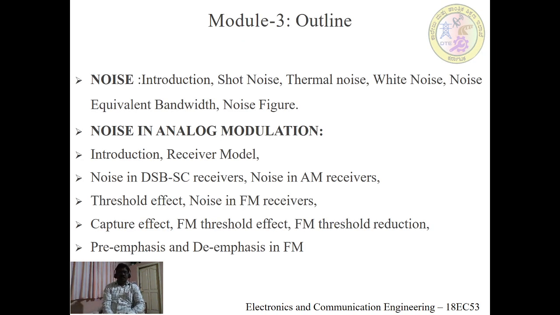As we have already studied noise introduction, shot noise, thermal noise, white noise, noise equivalent bandwidth, and noise figure in the previous sessions, we are now going towards noise in analog modulation. That is, here also: introduction, receiver model, noise in double sideband suppressed carrier receivers, noise in AM receivers, threshold effect, noise in FM receivers, capture, FM threshold, and FM threshold reduction. These are all the things we have covered.